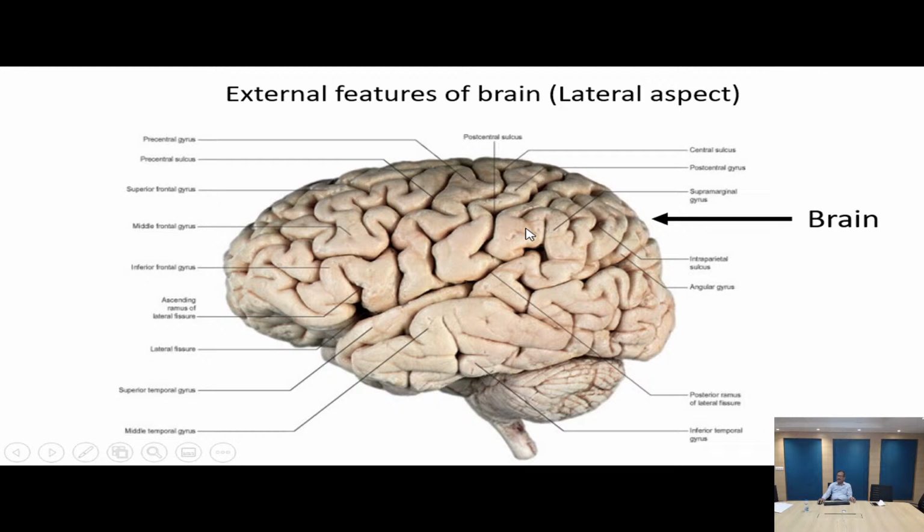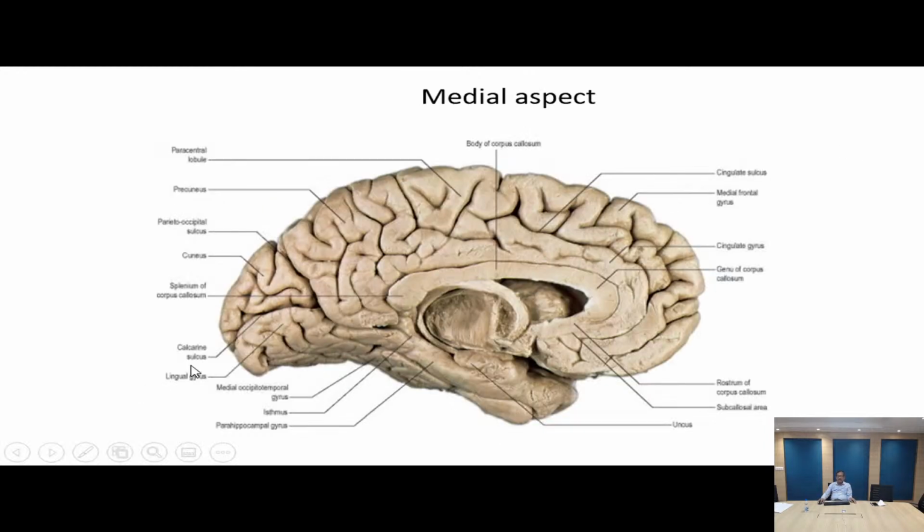When you remove one cerebral hemisphere from another, so the hemispheres are like this, you cut them through the middle, and you look at the inside. Then you see that this is the medial surface of one hemisphere, and there is a prominent bundle of fibers over here, which is called the corpus callosum. And these fibers help in communicating between the two hemispheres.